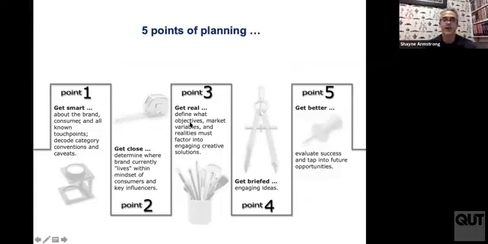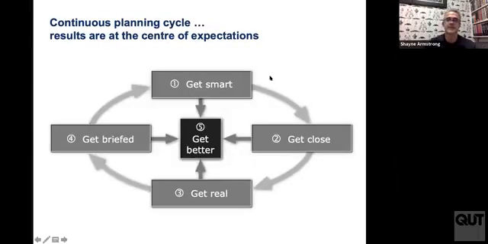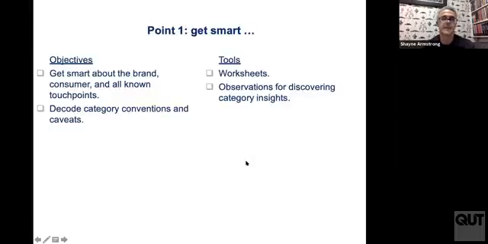Get real, define what our objectives are, our market variables, and what we need to factor into coming up with our creative solutions. Get briefed, that is, we start articulating a brief to generate exciting ideas, and then we get better. Okay, so we evaluate our campaign, and then tinker with it and send it out again, and the cycle repeats itself. So we get smart, get close, get real, get briefed, and constantly getting better. So yep, first thing we do is get smart. As I said, we get smart about the brand, the consumer, and all known touch points. And I think I might have mentioned last week about Sherlock Holmes in the novels.